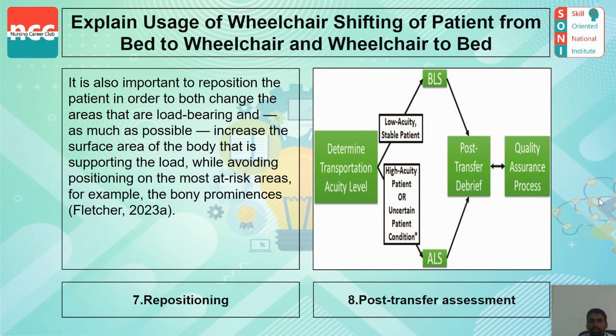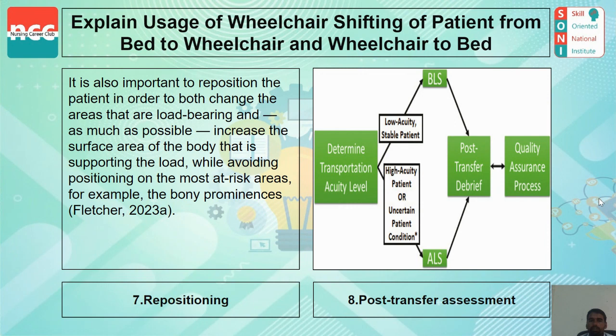Repositioning. It is also important to reposition the patient in order to change the areas that are load bearing. So repositioning plays an important role in the proper positioning of a patient. First of all, a HHA transfers a patient from one place to another, and he also uses various tricks to reposition the patient.